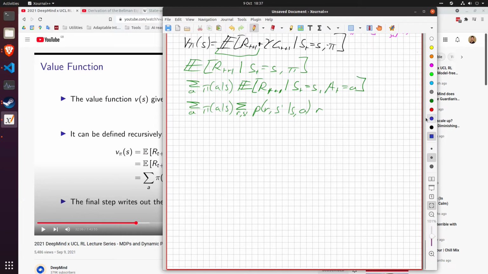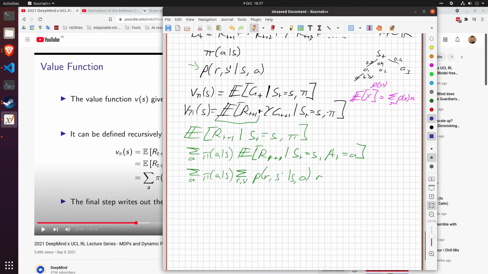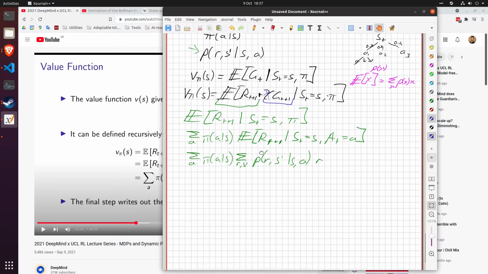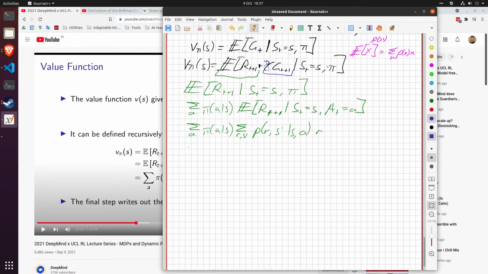Now in blue, let's look at the next term here. Actually, I'm going to drop the gamma for now. We'll put it back in later. So now I'm just looking at the expectation value over the return at time t plus 1, given the state at time t was s, and we have policy pi.